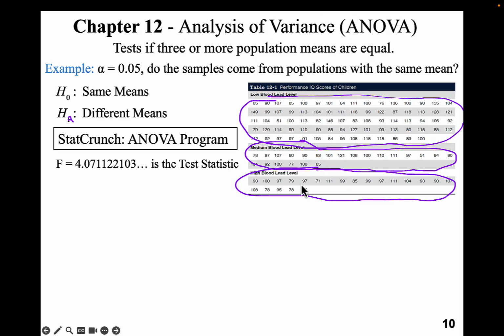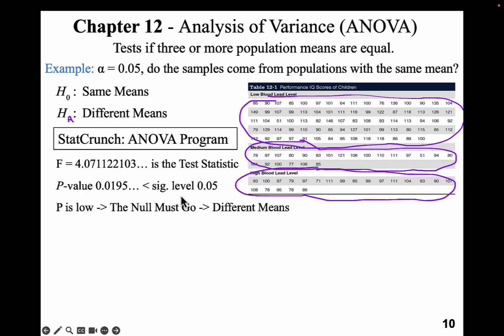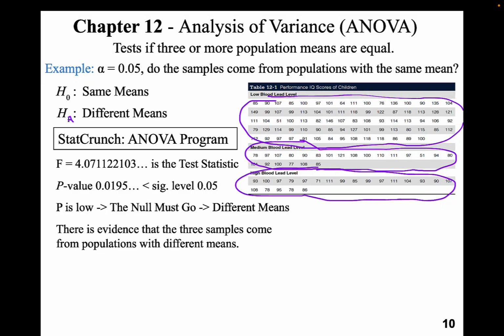So for this particular set of data, it would be 4.0711222103 and so on. The p-value that it would output for us would be 0.0195. We would just compare that p-value to the significance level as always. And it turns out here we have a low p-value once again. If p is low, the null must go. And that means we are going to conclude that these populations have different average IQ scores, different means. So we would say that there is evidence that the three samples come from populations with different means.